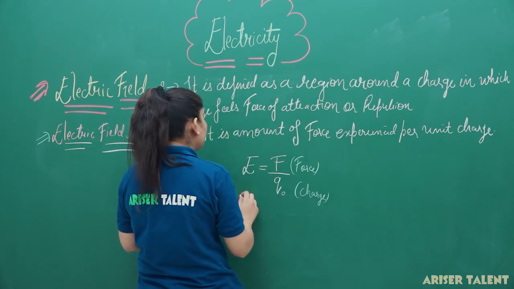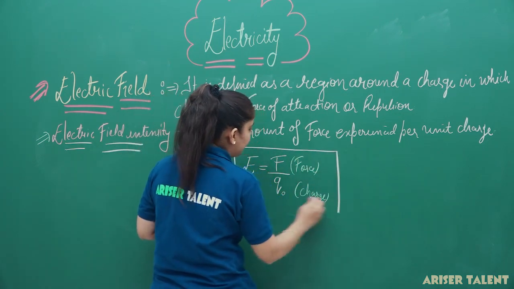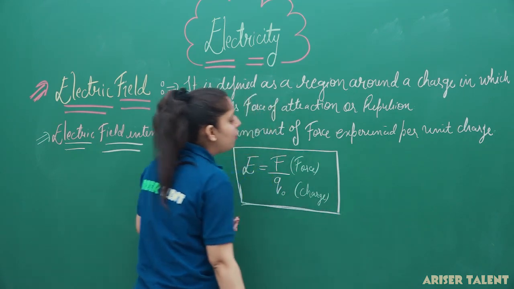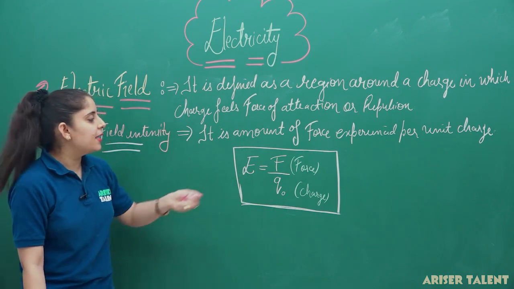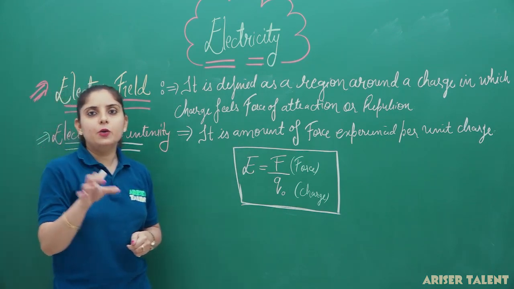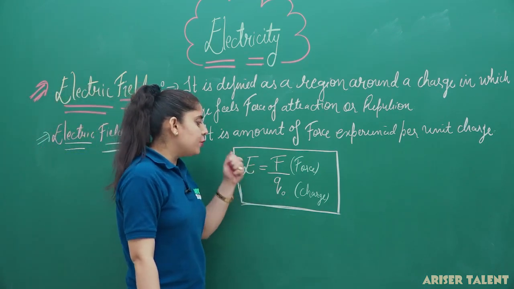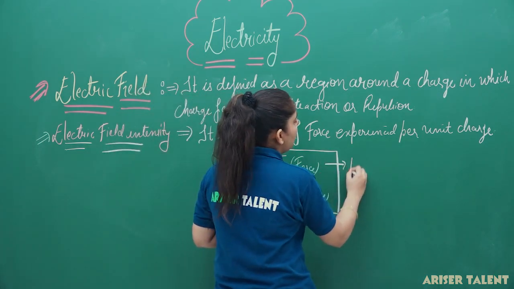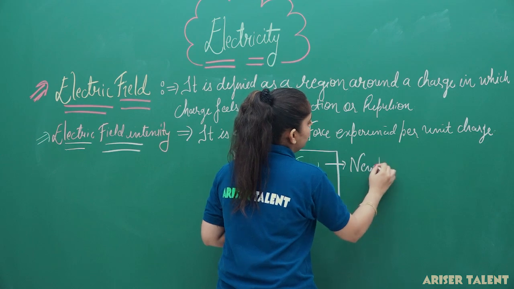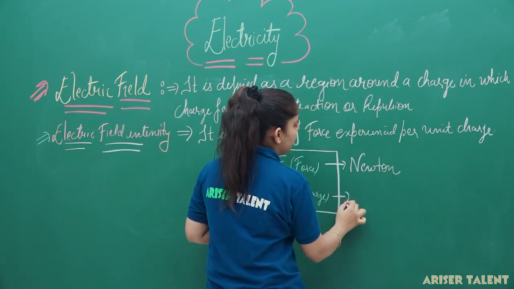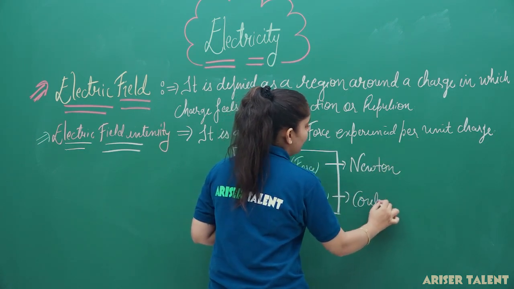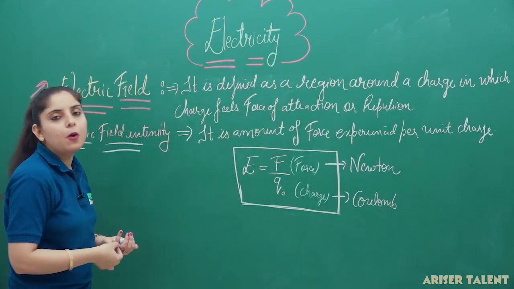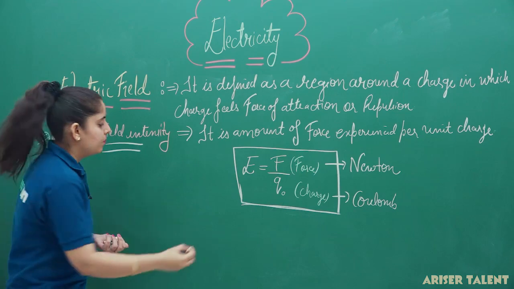So this will give you the strength of electric field intensity we have. Now, if I am going to find out the unit for the electric field intensity, for the force we have a standard unit that is called Newton, and for the charge we have a unit that is Coulomb. So force will be written as Newton and charge can be written as Coulomb. So the unit of electric field intensity came out to be Newton per Coulomb.